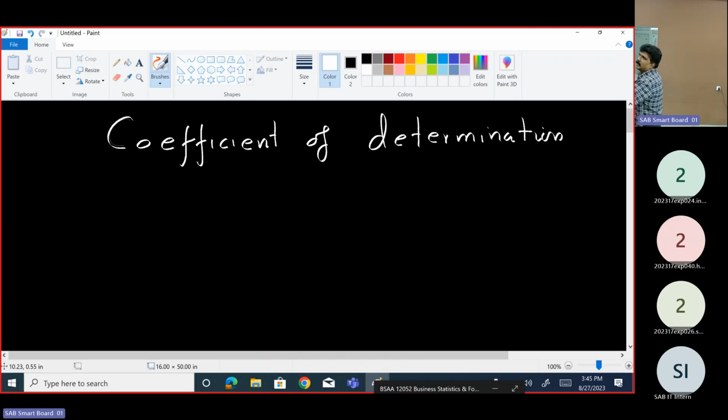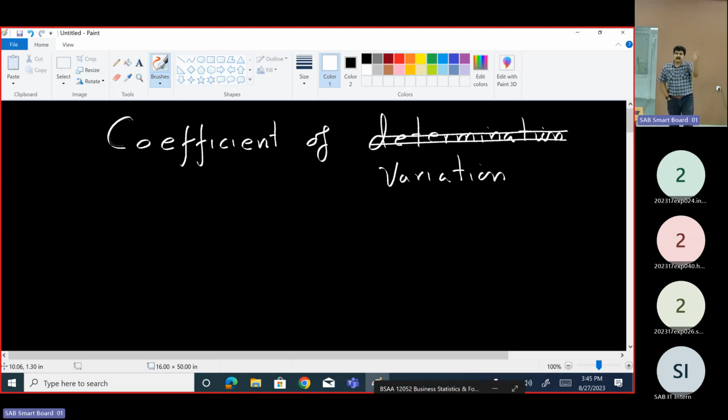Sorry, coefficient of variation. Coefficient of variation. So now, why do we need this coefficient of variation? Let me give you a simple example.